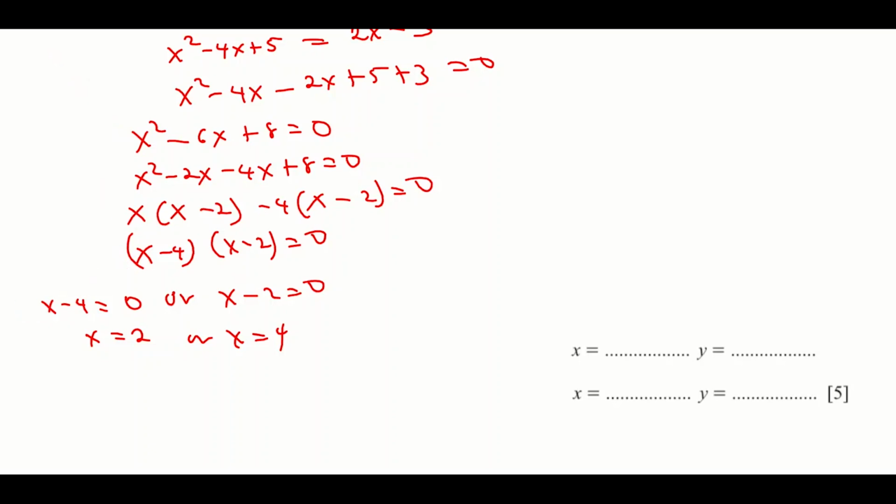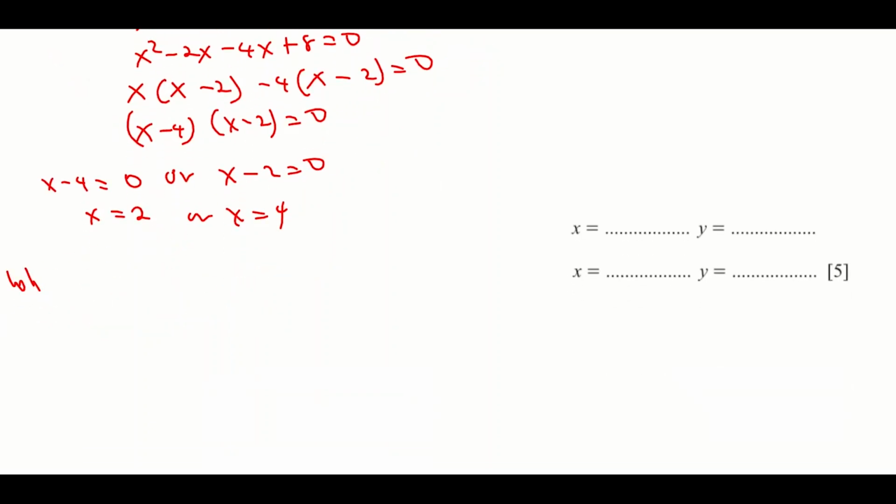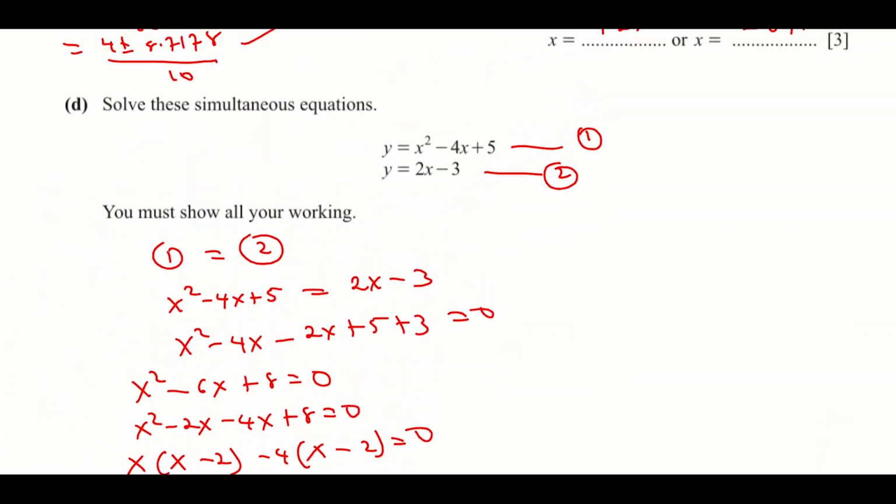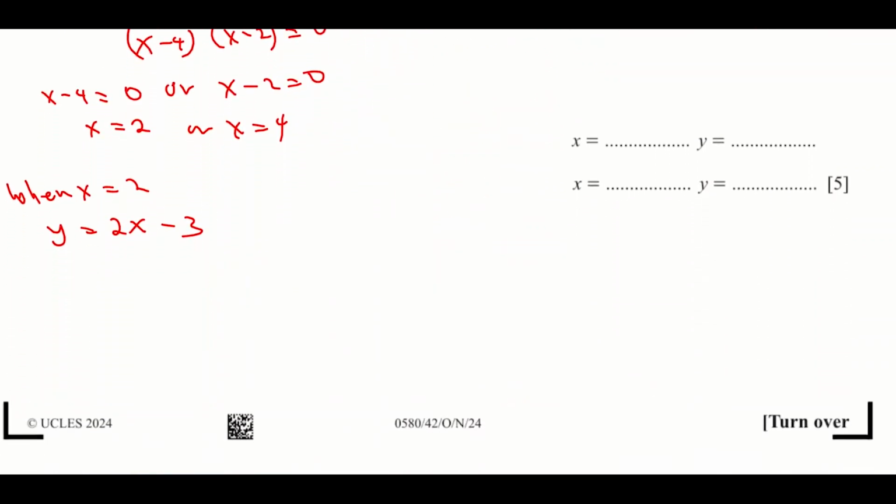So when x is equal to 2, what will be the value of y? We need to substitute. So y is equal to 2x minus 3. We can use any of the equations, but I'm using equation 2 because it's easier. So y equals 2 into 2 minus 3, that will be 4 minus 3, that will be equal to 1. So I have x equals 2 when y is equal to 1.